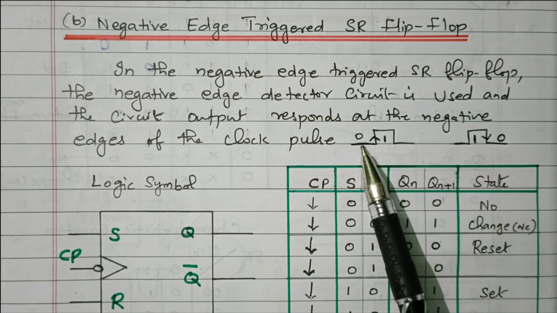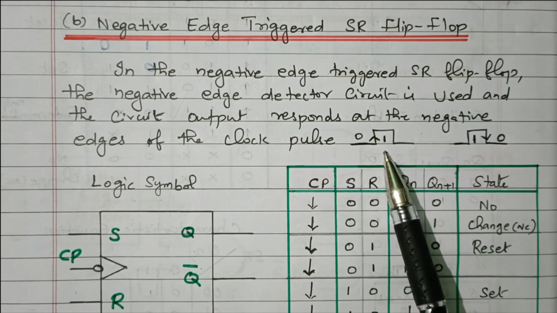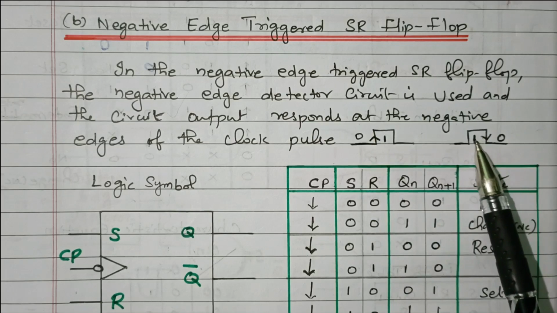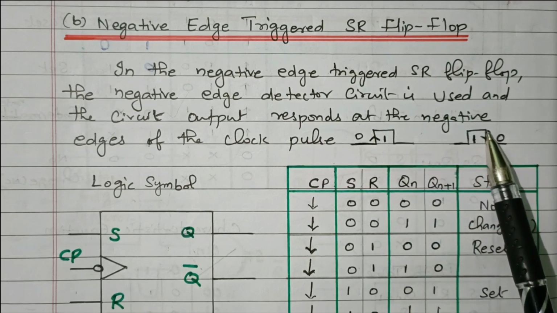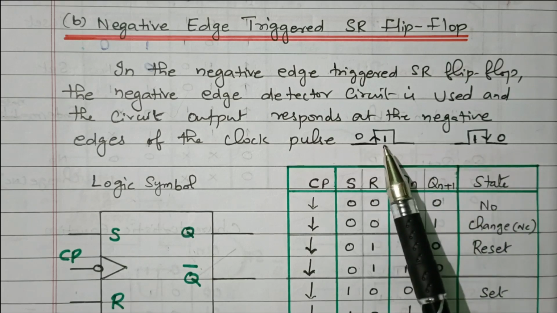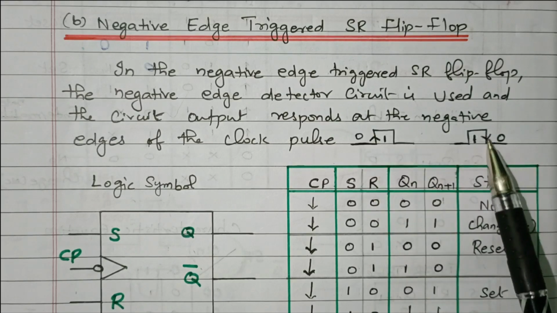So whenever it changes from 0 to 1 during the rising edge, that is called positive edge. That's called a positive edge triggered clock pulse. That flip-flop will respond to the positive edge. This negative edge means changing from 1 to 0. Whenever it goes down from 1 to 0, that circuit will respond. So that is called a negative edge triggered flip-flop, right? 0 to 1 positive edge, 1 to 0 negative edge, going upward, going downward.